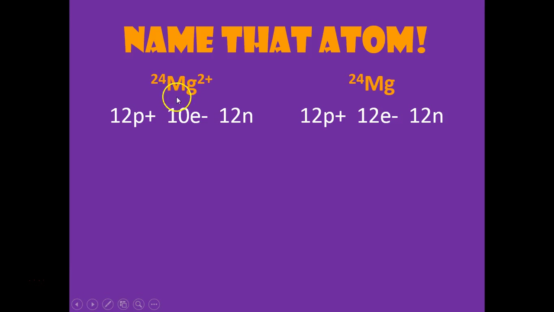The way that we figure out how many neutrons there are is by looking at the mass. This says it's magnesium 24. Okay, magnesium 24 would have 12 protons because all magnesiums have 12 protons. But then it has to have a mass of 24. The neutrons make up the remainder of the mass. So that means there are 12 neutrons as well.